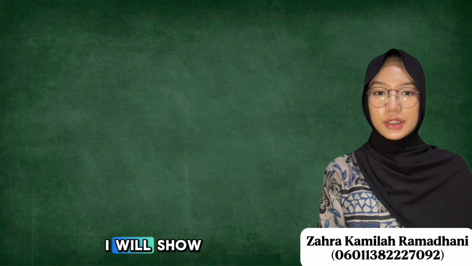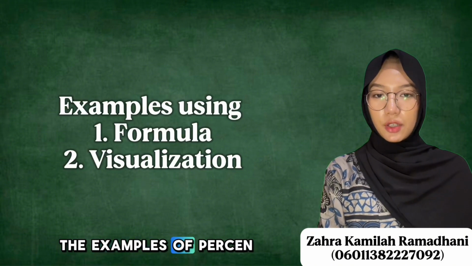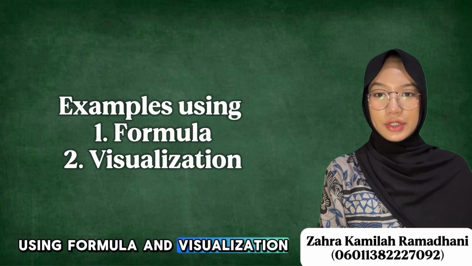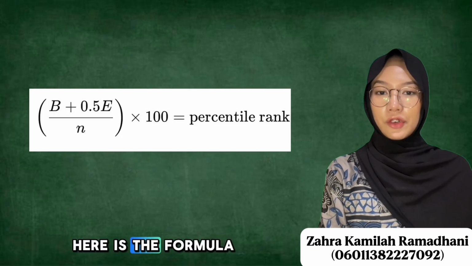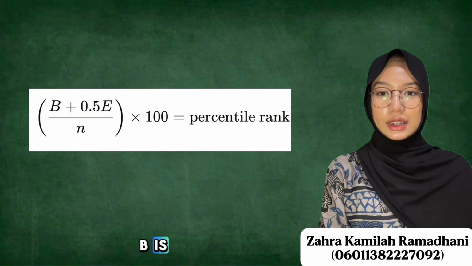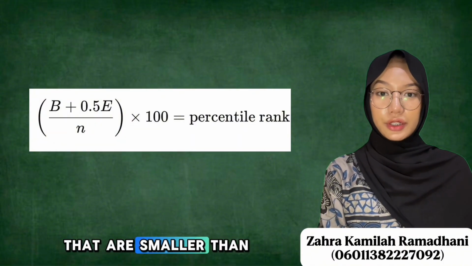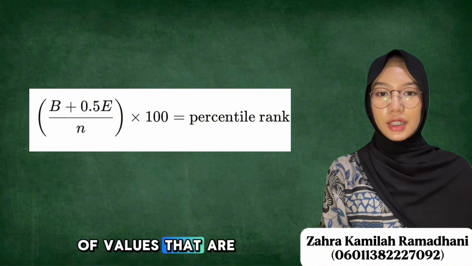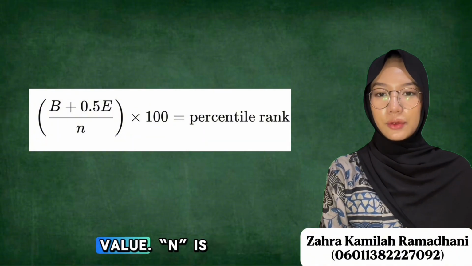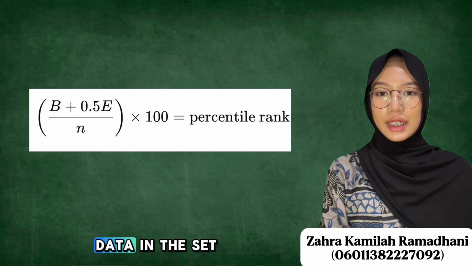Alright, now I will show and explain to you the examples of percentiles using formula and visualization. The first one is using formula. Here is the formula. B is the number of values that are smaller than the searched value. E is the number of values that are equal to the search value. N is the total number of the data in the set.